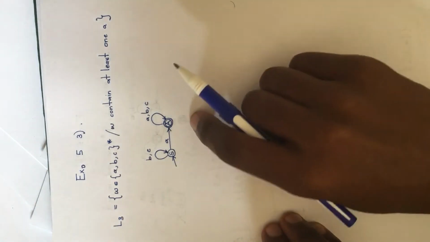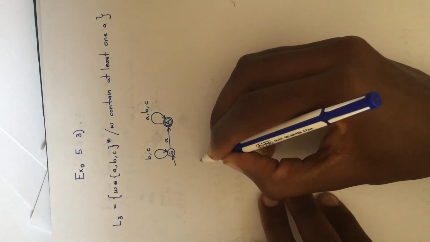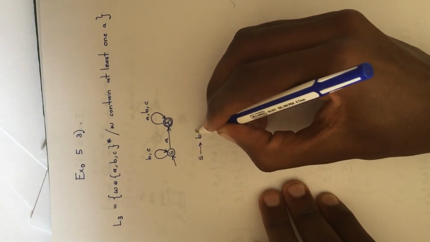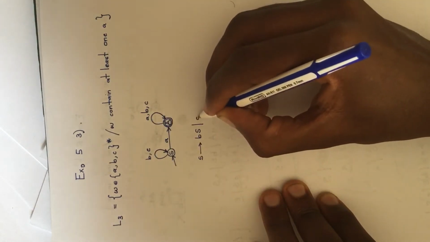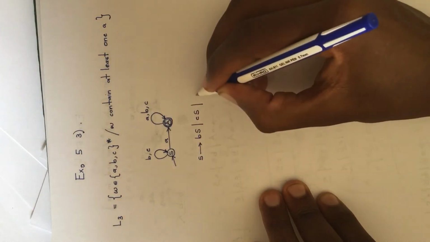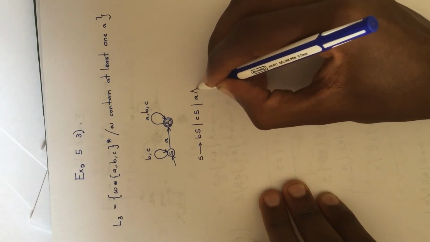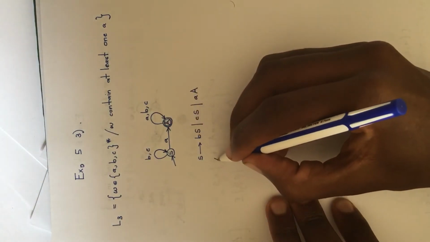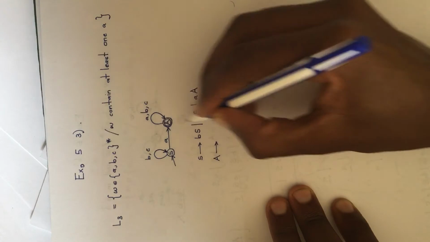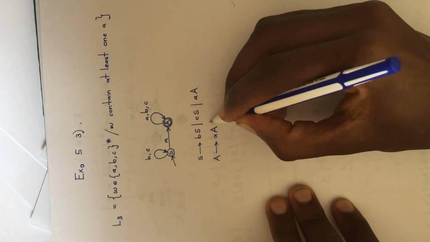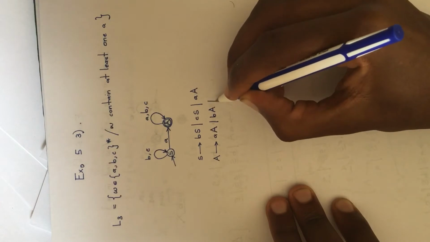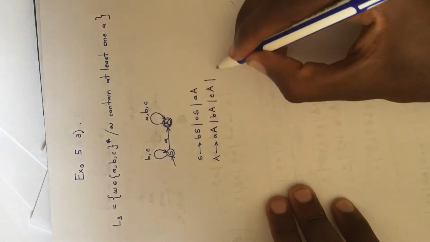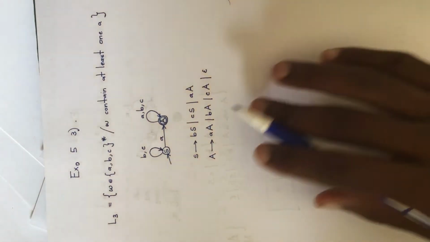So the grammar for this language is the production rules, that is S. When I'm in S and I see a B, I come back to S. And when I see a C, I come back to S. And when I see an A, I go to A. You get it? Now, when I'm in A and I see an A, I stay in A. I see a B, I stay in A. I see a C, I stay in A. But what is interesting is this is an accepting state, so we have this here.